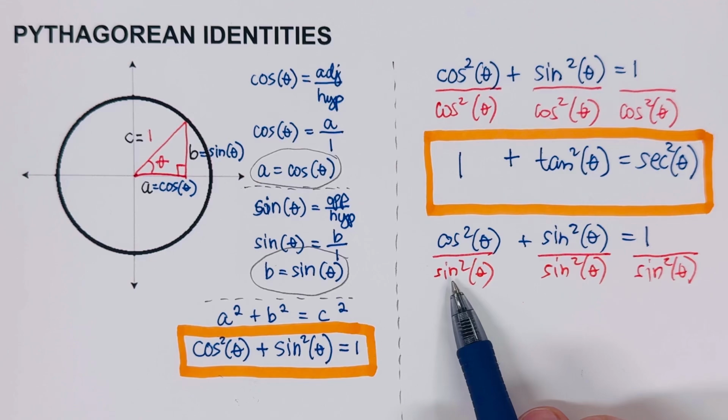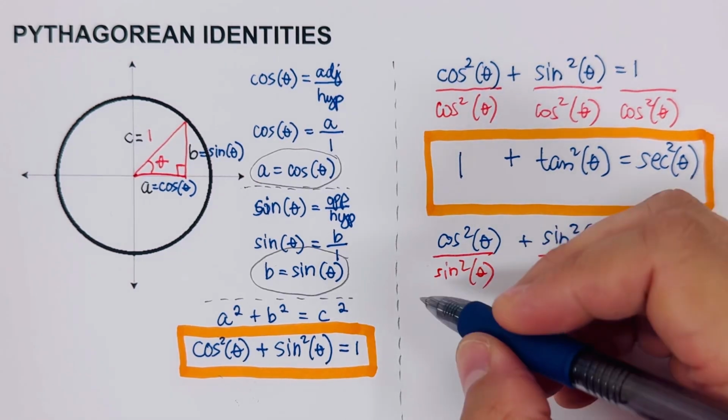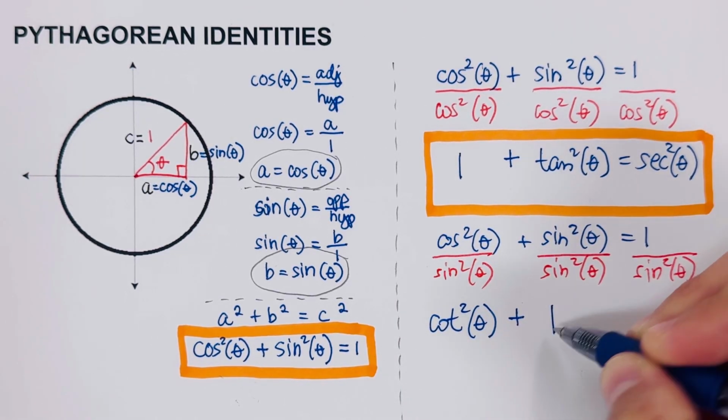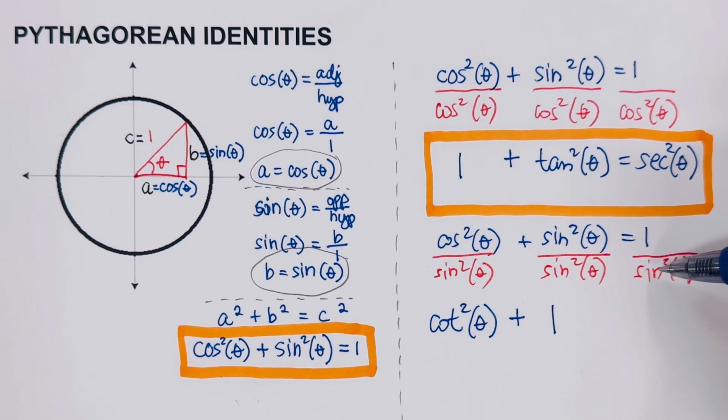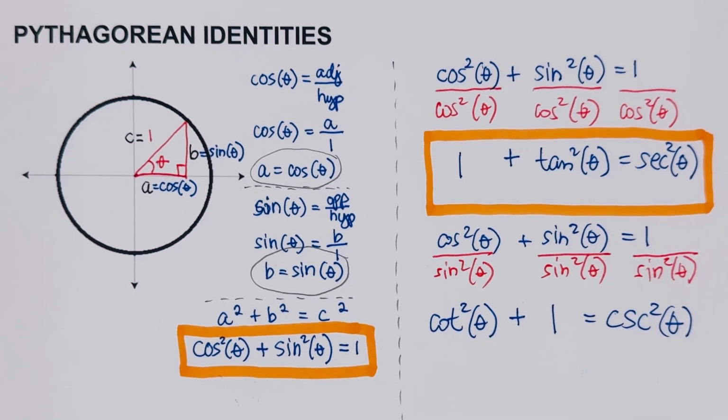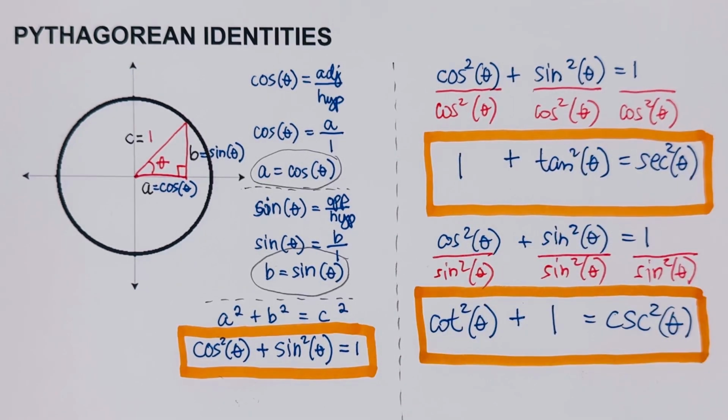Cosine squared of theta over sine squared of theta is cotangent squared of theta. Sine squared of theta divided by sine squared of theta is 1. 1 over sine squared of theta is cosecant squared of theta. And this is our third fundamental Pythagorean identity. So these are the three Pythagorean identities.